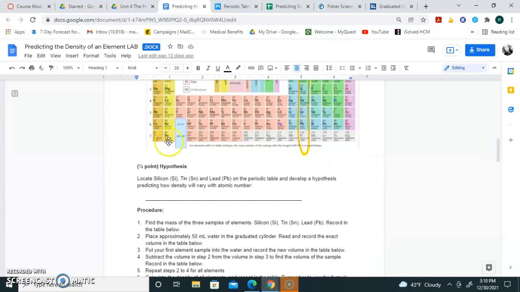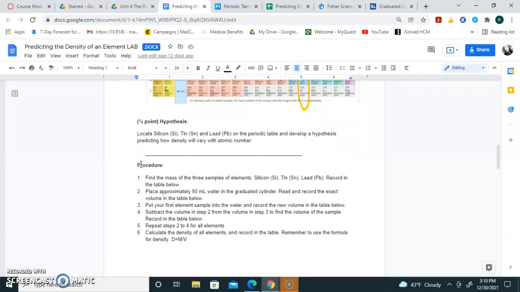So going further, I would like you to write a hypothesis. If you don't remember what a hypothesis is, please research that in the materials we have for this class, or research it in your textbook or online. And come up with a hypothesis that predicts how density of these three elements varies with atomic number. Once you fill in your hypothesis right here, you're going to read this procedure.